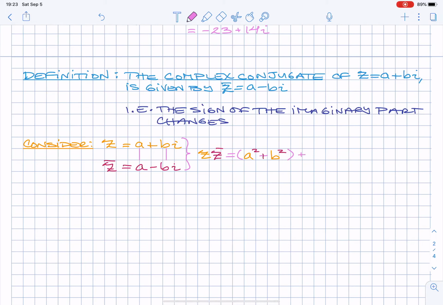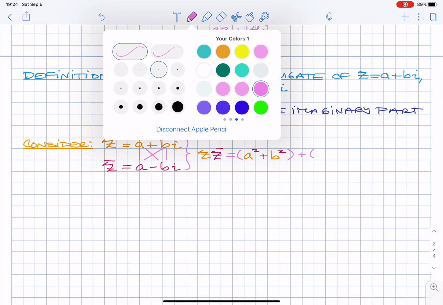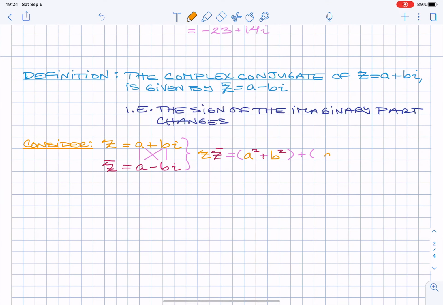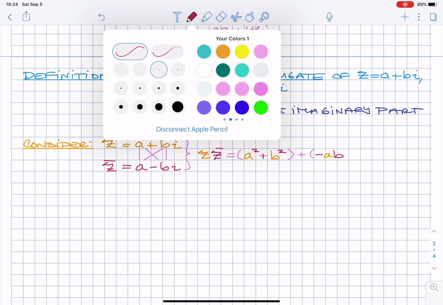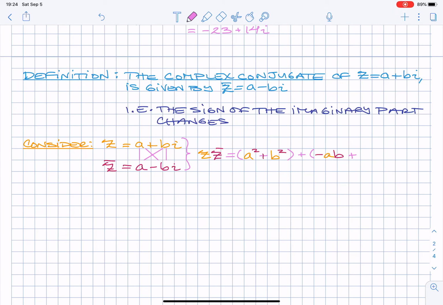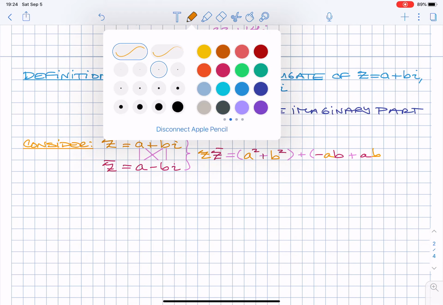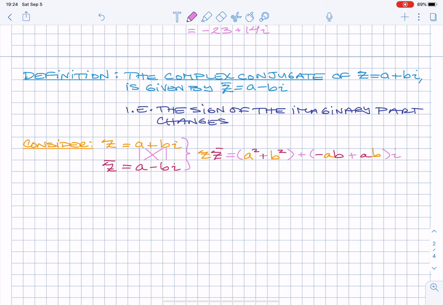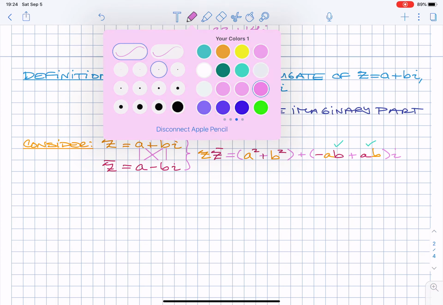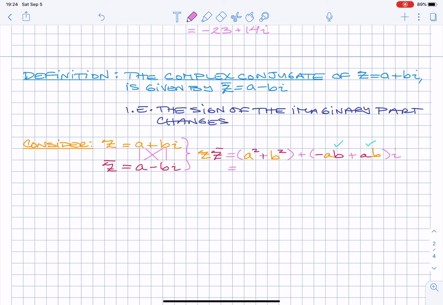Then we're going to add to that the addition part. So it'll be a times negative b, which is going to be a negative ab. And then we're going to add to that a times b, and that's the imaginary part. But notice that these two sum to 0, so we're left with the fact that z z bar is simply a squared plus b squared.